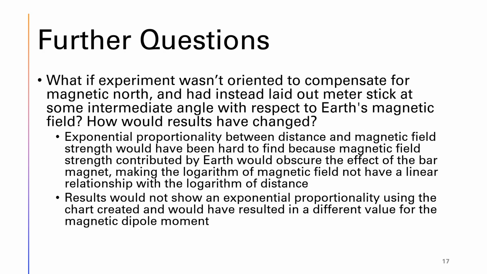If the experiment wasn't oriented to compensate for magnetic north and I had laid out the meter stick at an intermediate angle, the results would have drastically changed, because it would have been hard to separate the effect of Earth's magnetic field from the effect of the bar magnet, and it wouldn't have resulted in the linear graph that I found using the data with the phone oriented correctly. And I wouldn't have been able to find the nth power that it was proportional to.